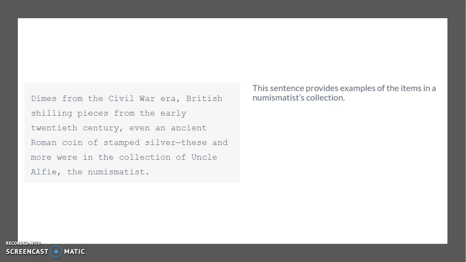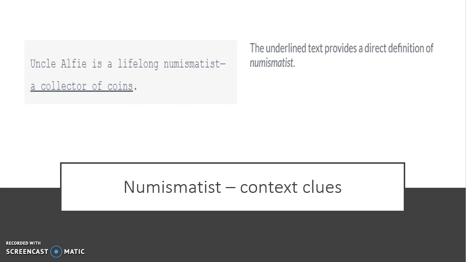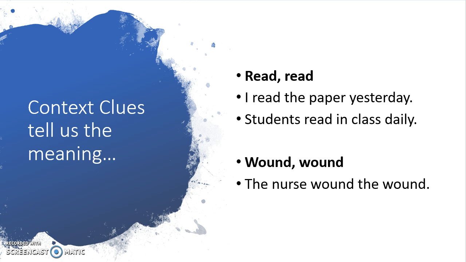Dimes from the Civil War era, British shilling pieces from the early 20th century, even an ancient Roman coin of stamped silver. These and more were in the collection of Uncle Alfie, the numismatist. So this sentence provides examples of the items in a numismatist's collection. Uncle Alfie is a lifelong numismatist, a collector of coins. So we are getting the idea of an unfamiliar word using those context clues. So context clues tell us the meaning.